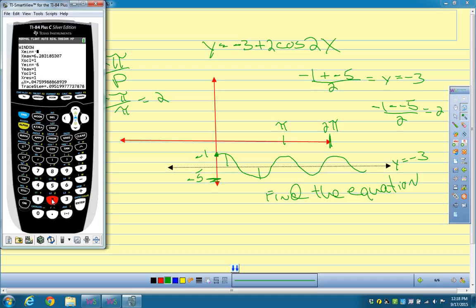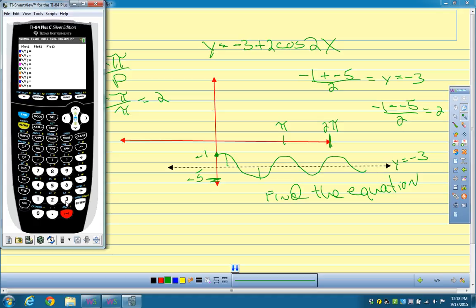So I just go -2 second pi for my x min, and then 2 second pi for my x max. And then if you think about your graph for this one, since I know it goes down to -5, I'm going to set my y min at -6, and I just set my y max at 1, because I can see from my graph that it's not going to go above 0, right?